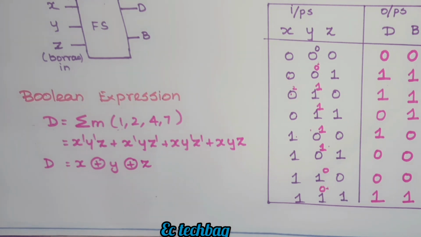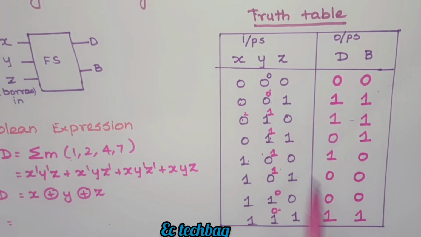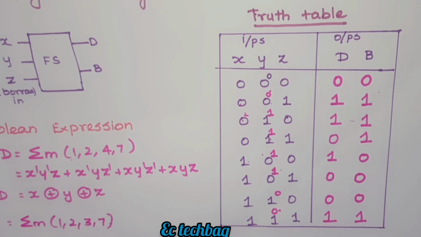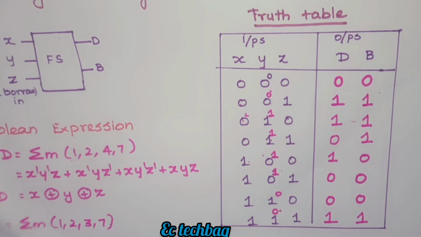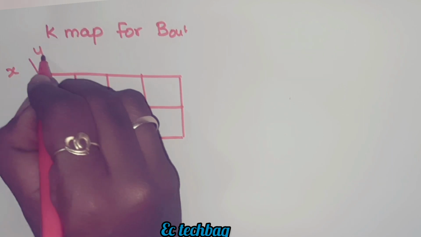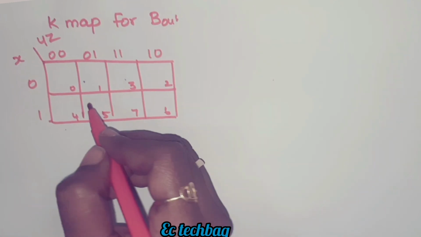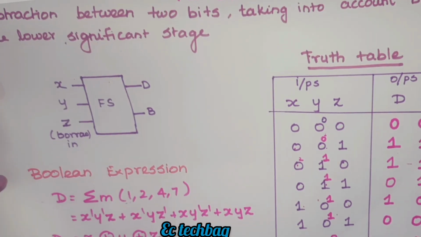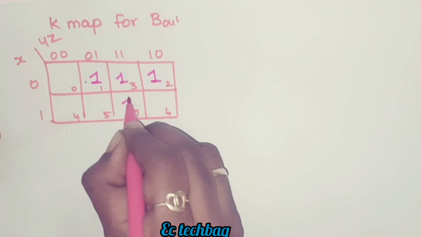Next, for borrow. Borrow is equal to 1 for min term 1, min term 2, min term 3 and min term 7. So sum of min term 1, 2, 3, 7. So to get the minimized expression, we go for a K-map. So borrow output is 1 for min term 1, 2, 3 and 7.